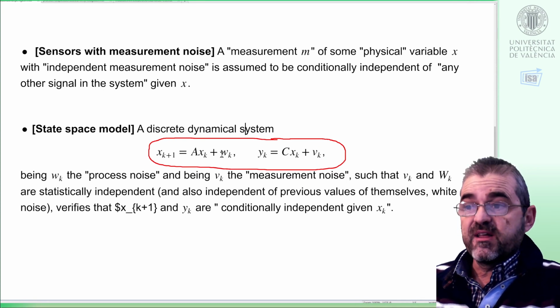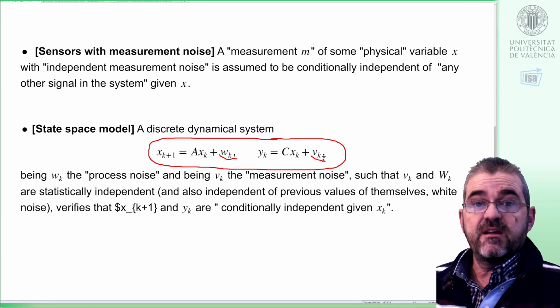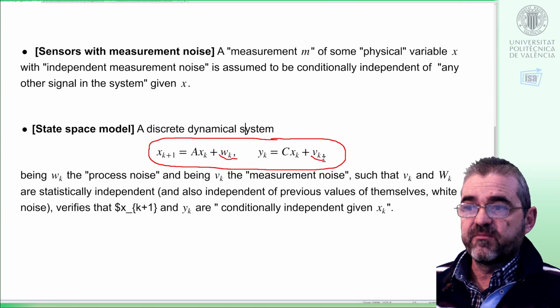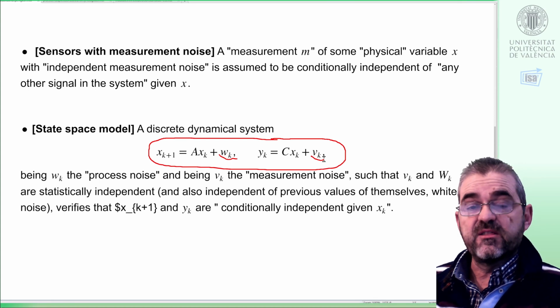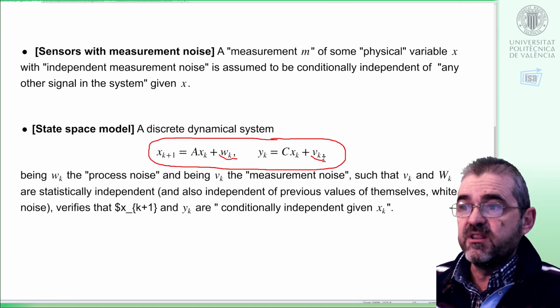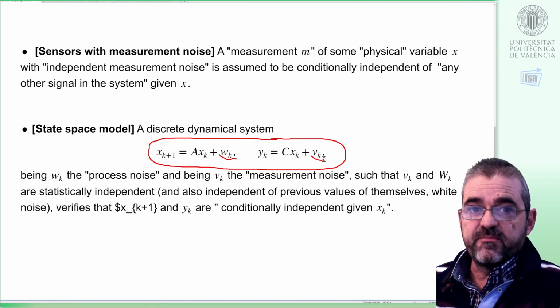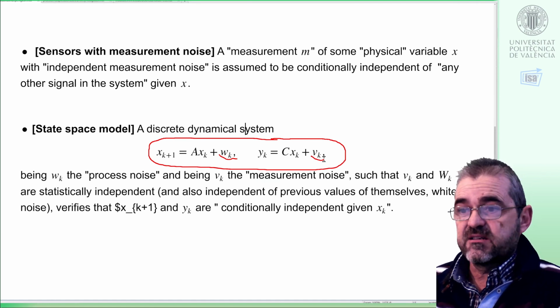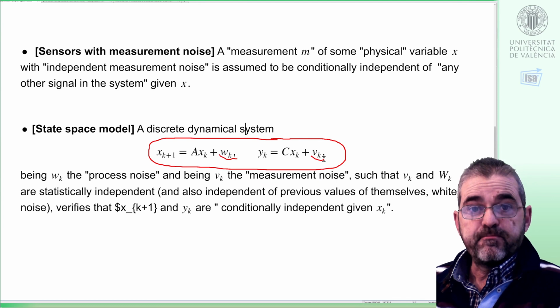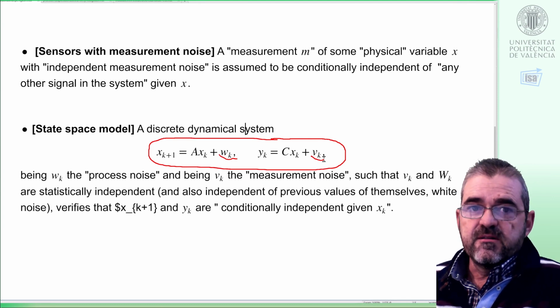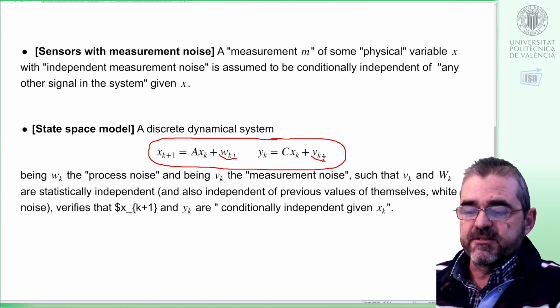We assume that W and V are statistically independent of everything. V and W are independent, they are also independent of X, and they are also independent of X, V, and W at any past instant. So they are white noise disturbances.